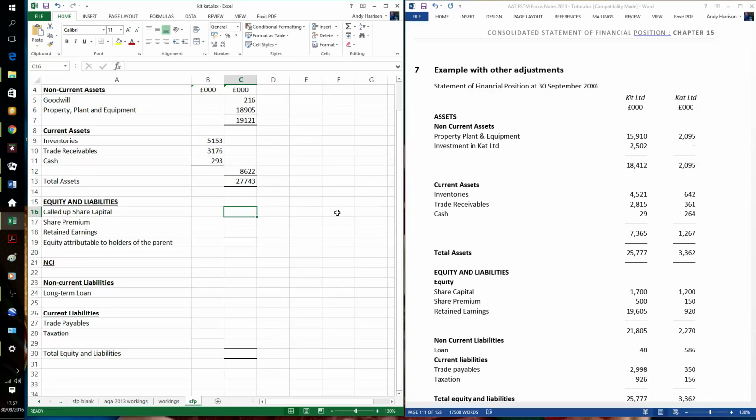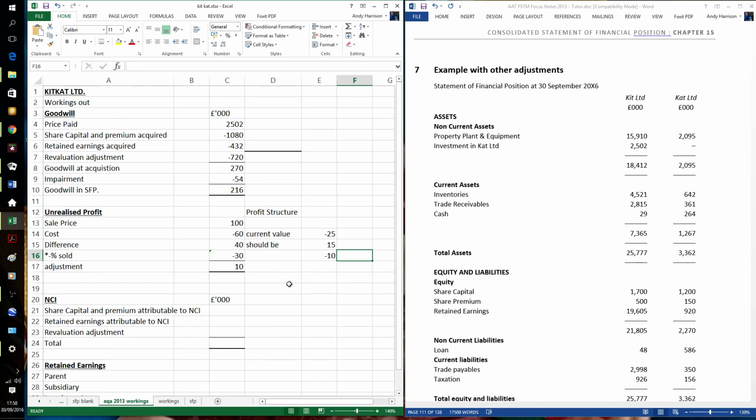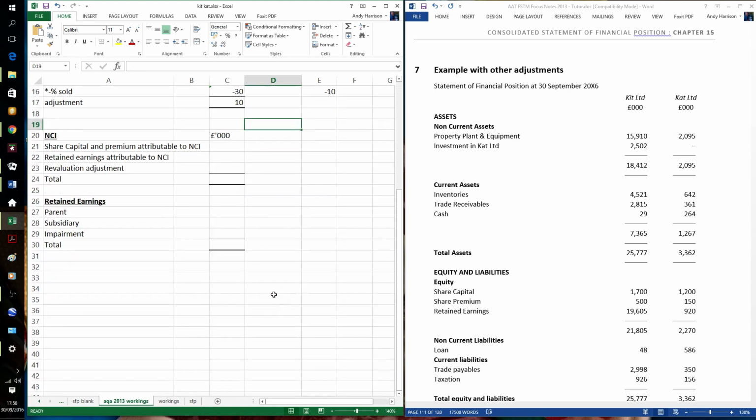Equity and liabilities then. So we're only interested in the 1700, the share capital of the parent, and we're only interested in the share premium of the parent. However, this retained earnings is going to take a bit of calculating. There's a slight variation in the wording for AQA 2016. We'll have a look at that in a minute. So on the old system, the parent's retained earnings 19605, and then the subsidiaries.